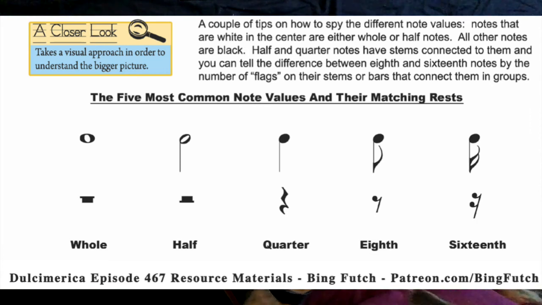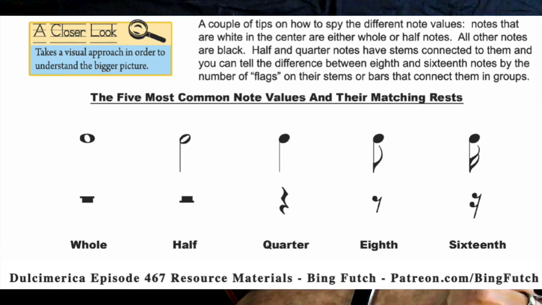But 8th notes and 16th notes sometimes come banded together, and 8th notes come banded together in groups of 2, and there's 1 bar holding them together. 16th notes come banded together in groups of 4, and they are banded together with 2 bars. And also the 8th note has 1 flag on its stem when they're by themselves. 16th notes have 2 flags on the stem when by themselves.